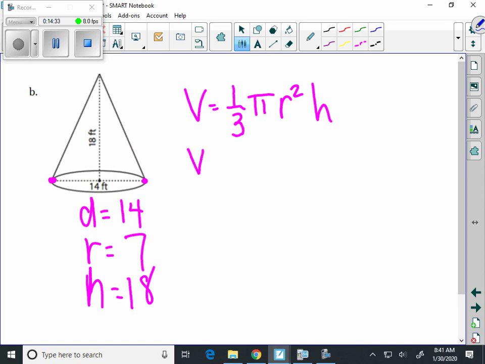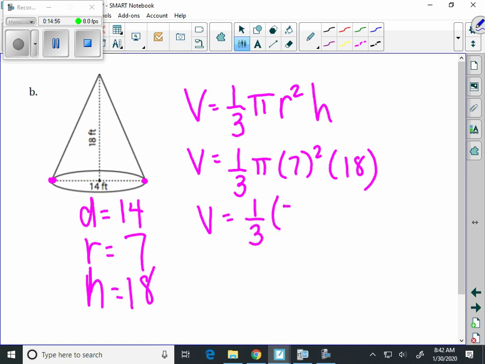We fill in our information here: 1/3 times pi times the radius squared times the height. It's not going to be much different from the last one because we ended up having the same radius on letter B that we had on example A. When I type this in, I'm going to type in 1/3 times 7 squared times 18. And then we've got our pi over here. Separate that.